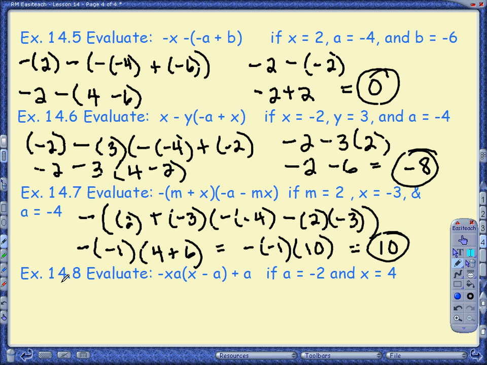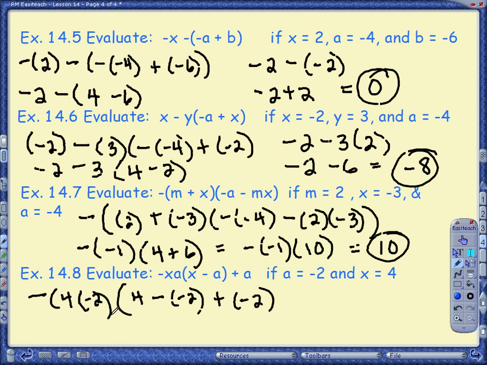Okay, I have x equals 4 and a equals negative 2. So I have a negative here. I have to put that in first. And then I have x equals 4. And I have now a negative 2. And then I have a big parentheses. I have 4 minus negative 2 plus negative 2. And I think that takes care of it.